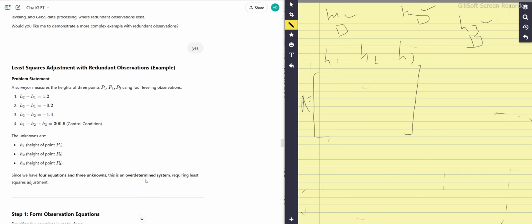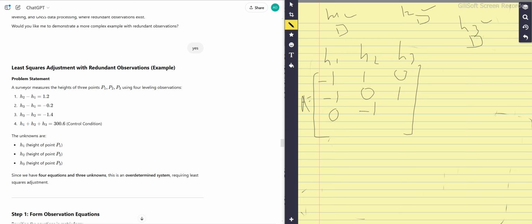In this first equation, do we have h1? Yes. What's the coefficient? -1. Do we have h2? Yes. What's the coefficient? 1. Do we have h3? No. Second equation, do we have h1? We have it. Coefficient is -1. Second equation, we don't have h2, but we have h3. Coefficient is 1. The third one, we don't have h1, which is 0.